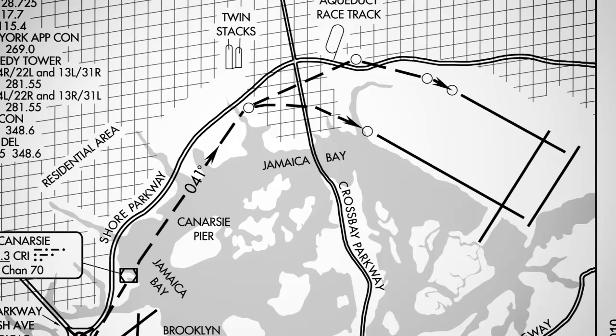There will be no vertical guidance apart from the altitude restrictions that we will need to adhere to, and a VASI system, or Visual Approach Slope Indicator system, on runway 13 left that we will reference on the final approach.